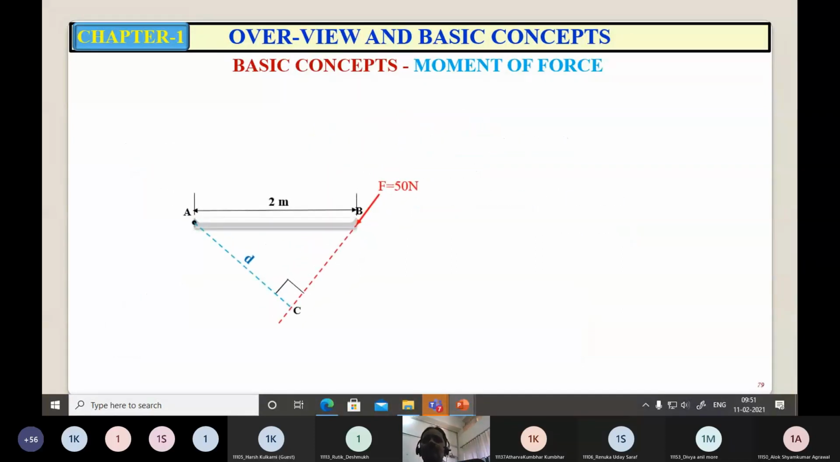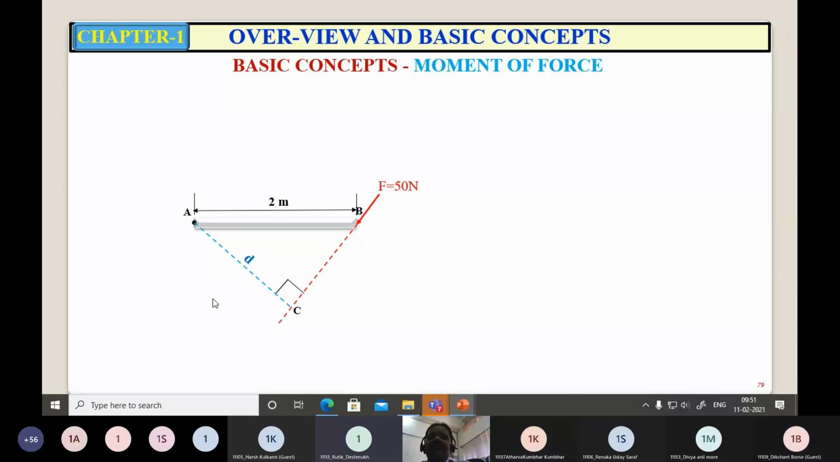Now the moment of force about a point is 0. When will it be 0? The moment of force about a particular point is 0 under which condition? Anybody? Sir, when D will be 0? Exactly. When the point is lying on the line of action of force.